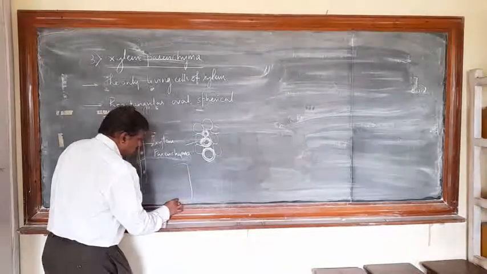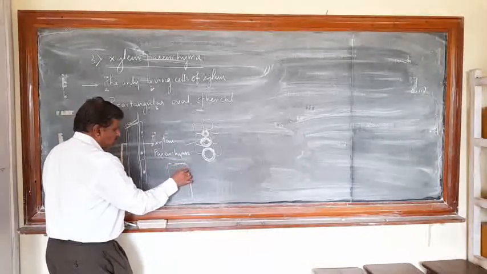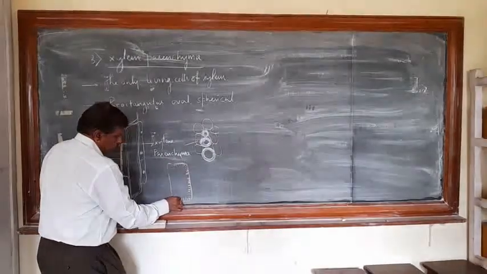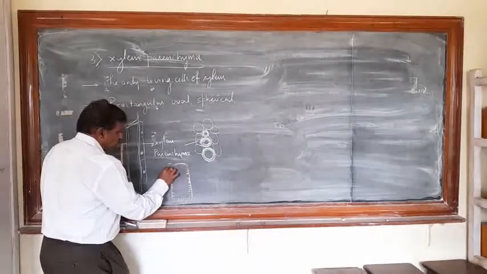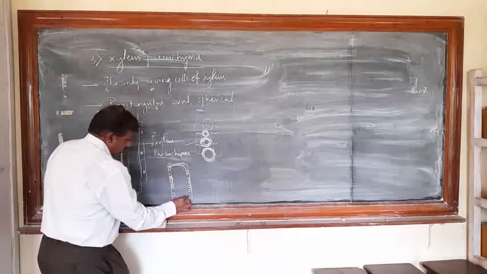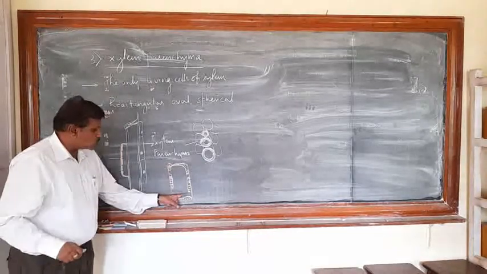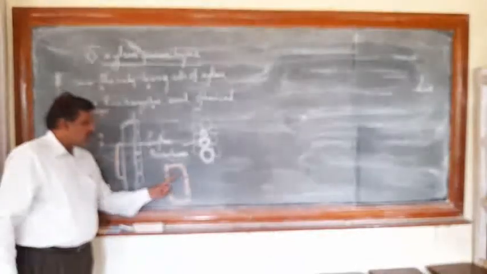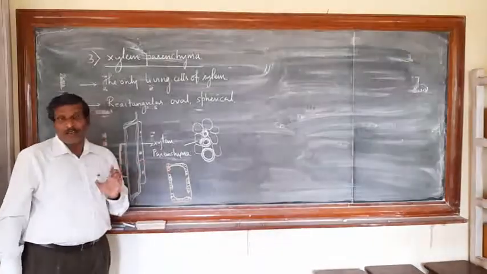Suppose this is a xylem parenchyma cell. Here lignin deposition is going to occur, leaving some places. At some places there may be no lignification. Here, for example, lignification may not occur. Wherever lignification does not occur, pit-like structures are formed. We refer to them as simple pits. Usually simple pits are common in xylem parenchyma cells.